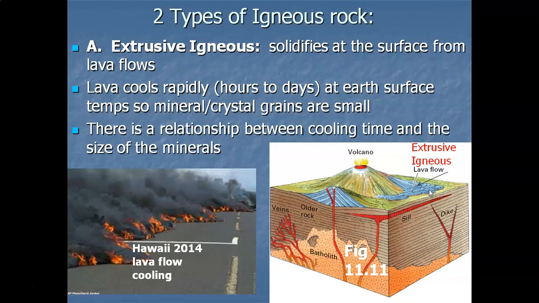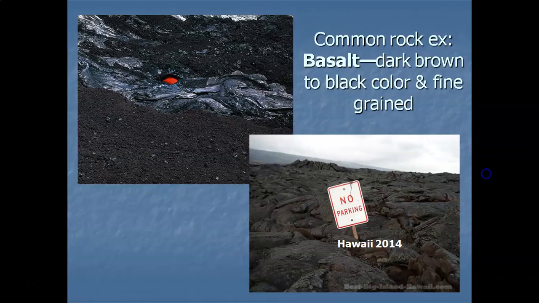Now, there is a relationship between cooling time and the size of the mineral grains that are found in the rock. And so since extrusive igneous rock cools very rapidly, the individual mineral grains are tiny. There is absolutely no time to form big crystals that you can see. So we call any type of extrusive igneous rock very, very fine grained. The individual mineral grains are like little pinpricks. There's just simply no time for them to grow.